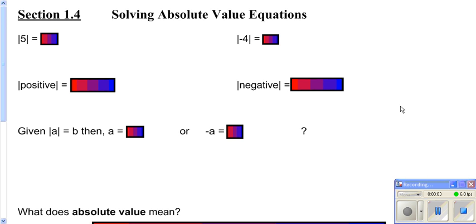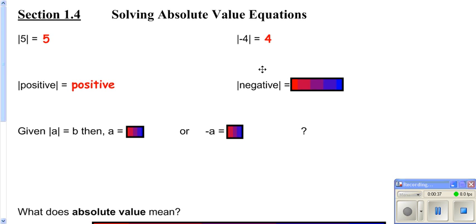We're going to look at solving equations with absolute value in them. Just to review, the absolute value of 5 is 5. The absolute value of -4 is 4, because absolute value takes whatever is on the inside of the absolute value brackets, the two straight bars, and makes it positive. So over here we have the absolute value of a positive number. Well, your absolute value does nothing when the inside is positive.